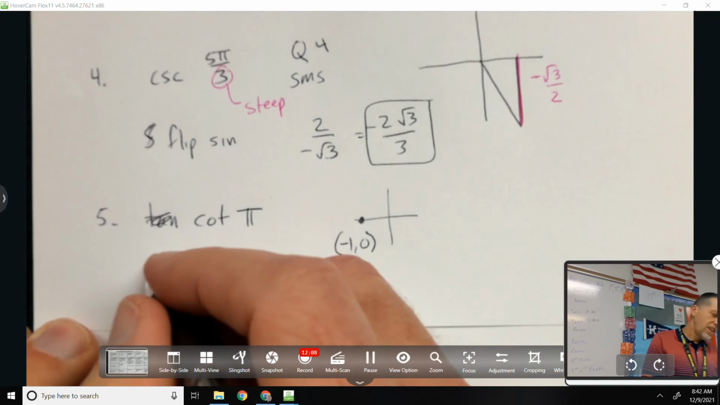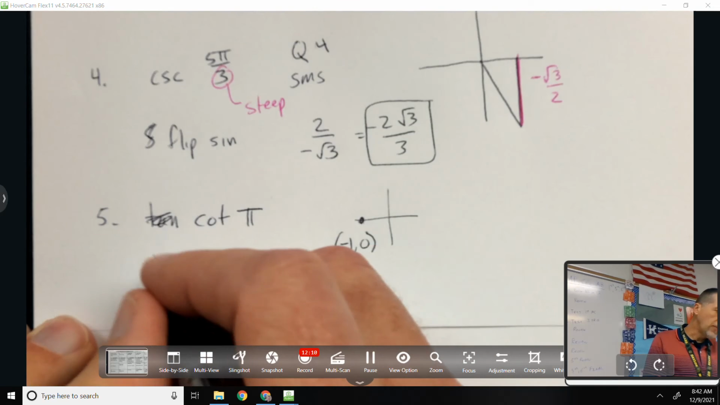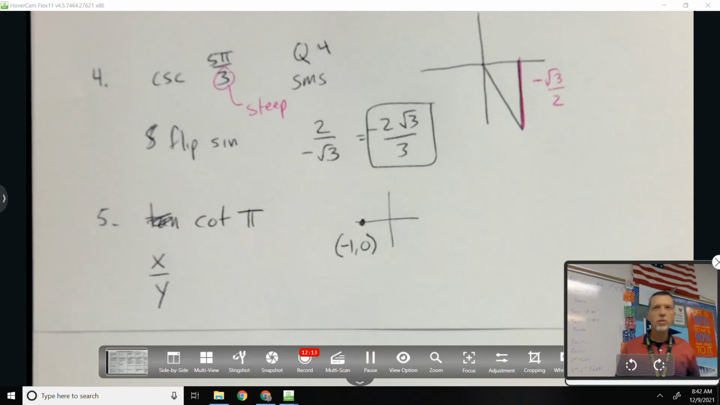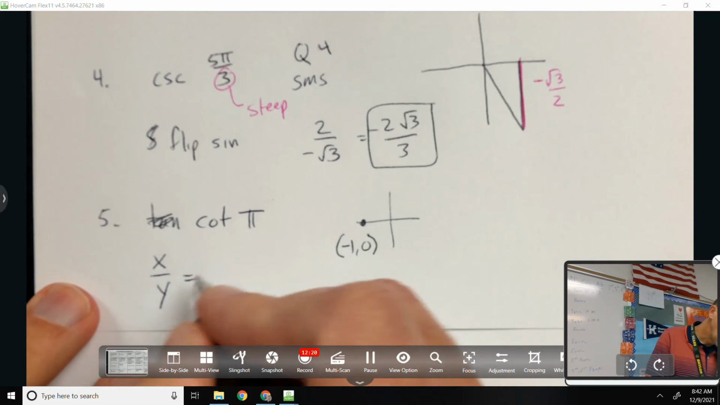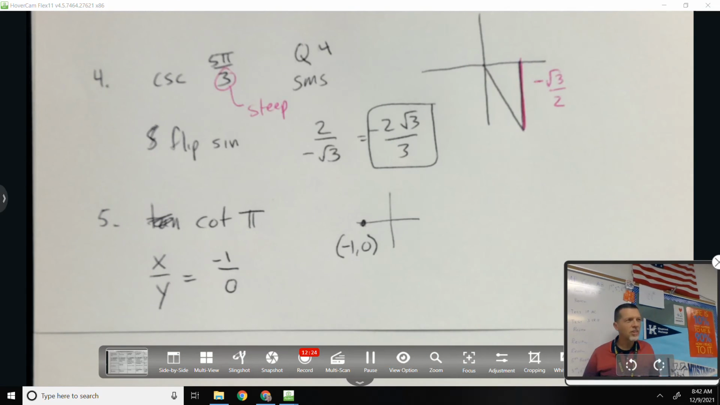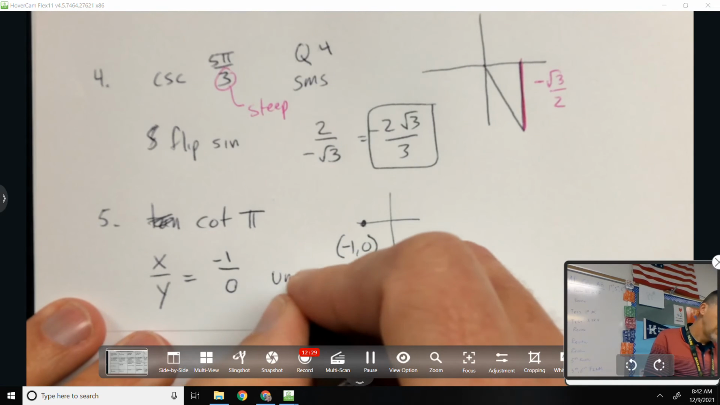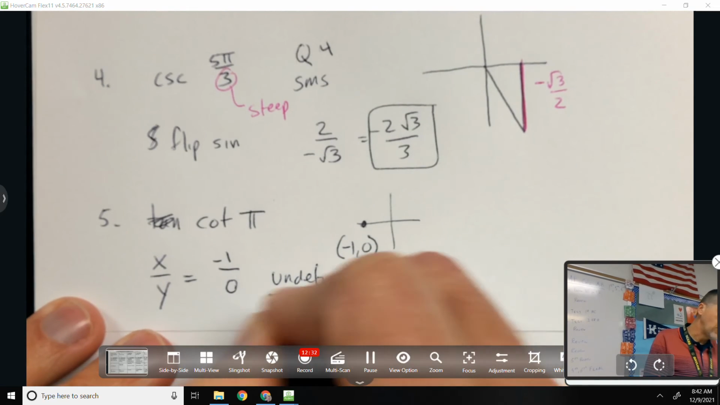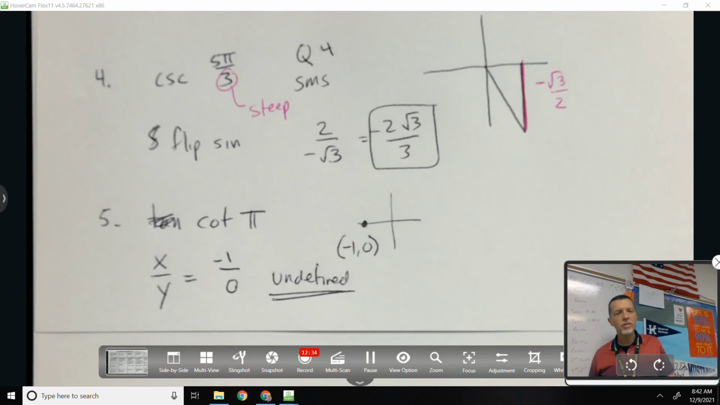Cotangent is either the flip of tangent, which means flip y over x, or you can go straight to x over y. So x is negative 1, y is 0. Is that 0 or undefined? Undefined. Can't divide by 0. I wanted you to see that one to remind you that undefined is a possibility for an answer if it's on a quadrant marker.